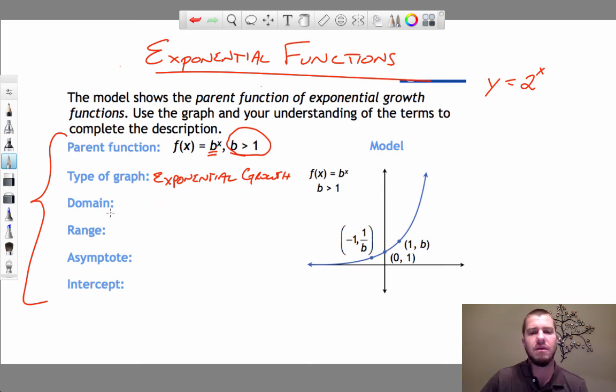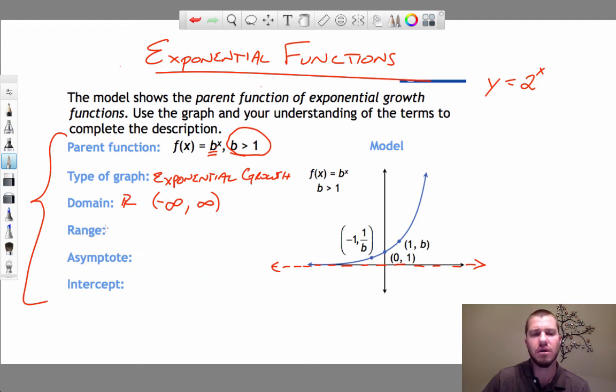But the domain, because the graph is going all the way to the left and all the way to the right, nothing is stopping it going left and right. The domain is all real numbers, or from negative infinity to positive infinity. The range, though, if you notice, stops right here at the x-axis, and that's because there is this asymptote at this x-axis, and the asymptote basically doesn't allow the graph to go past that asymptote.